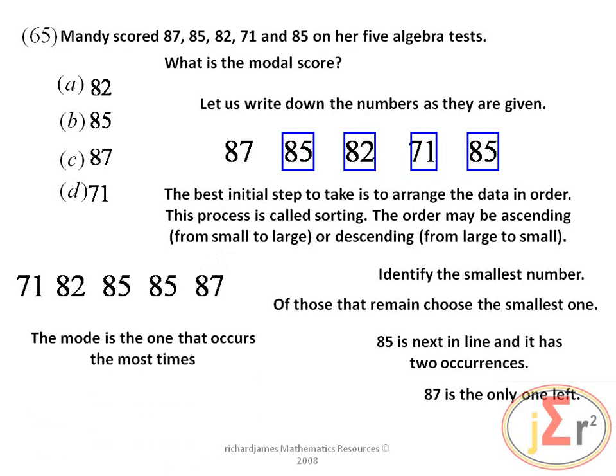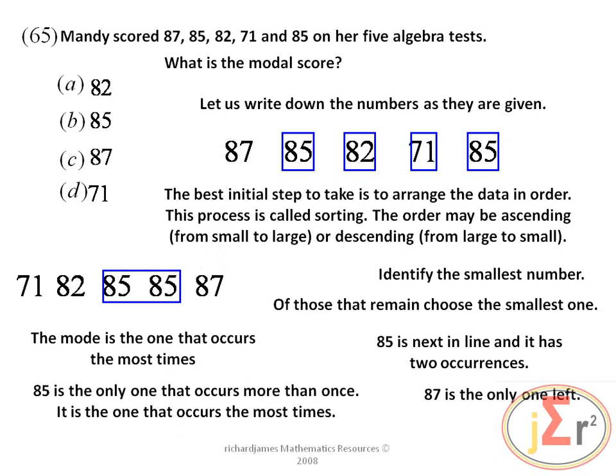The mode is the one that occurs the most times. 85 is the one that occurs most times. As a matter of fact, 85 is the only one that occurs more than once. It is the one that occurs the most times, so it is the mode. And that is represented by option B.